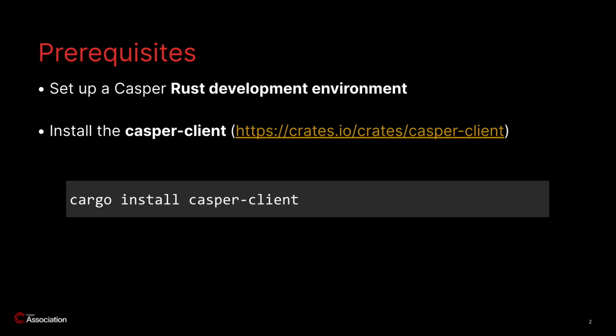Now, in order to successfully complete this exercise, we need to make sure that you have properly set up your local development environment to be able to build Rust smart contracts to WASM binaries. So if you haven't done that, please do that now. Also, you'll need the Casper Client command line tool. This tool will make it so that you can easily interact with the chain throughout this exercise. The command to install it is simply cargo install casper-client.